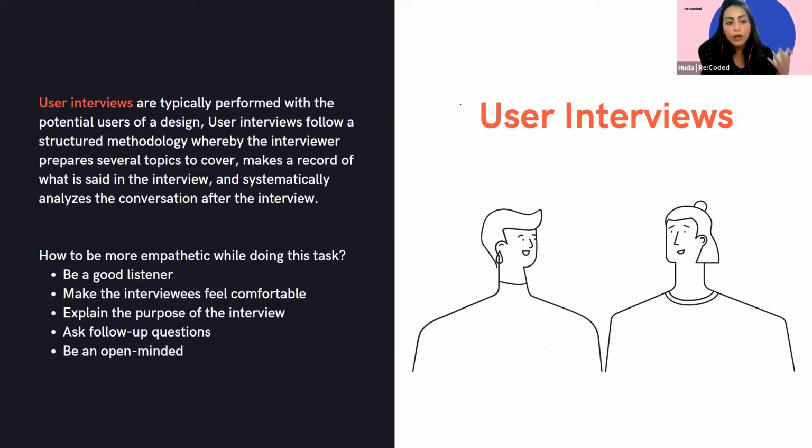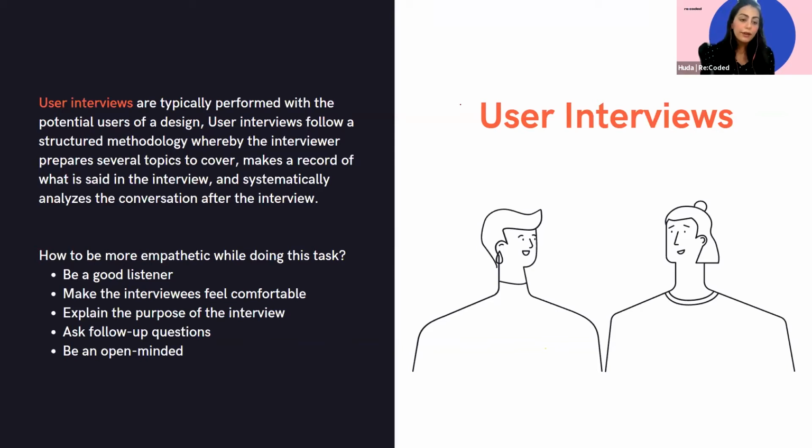But how can you be more empathetic during this process? Actually, you need to be a good listener. You need to understand what they are saying, and to pay attention to your users. For example, if you want to write some notes during the interview, you can ask somebody else to write the notes, and you only need to focus on the interviewee and listen carefully to them.